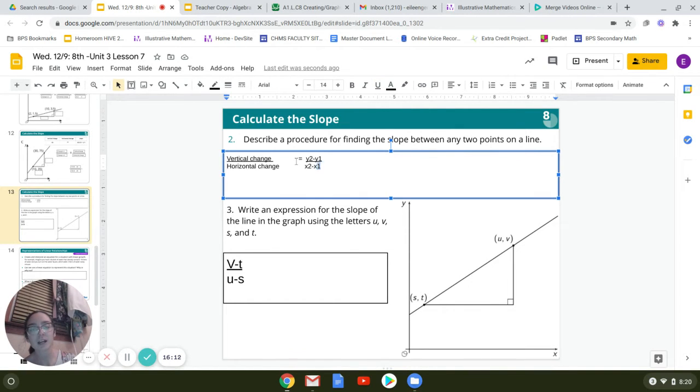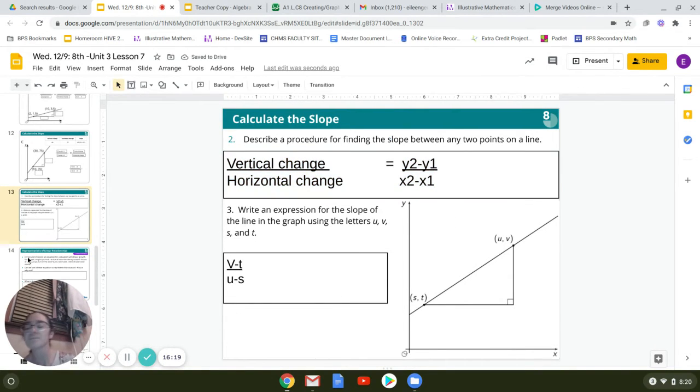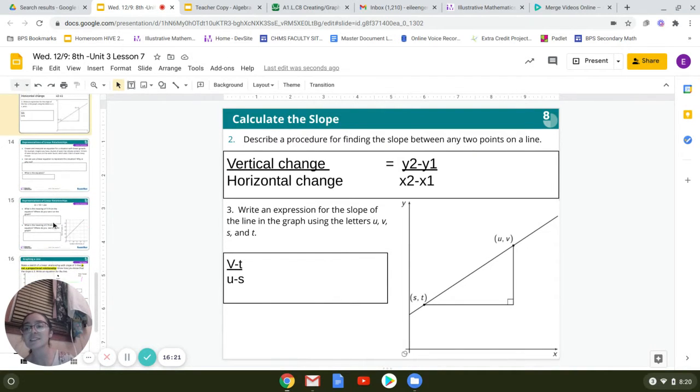I'm going to make this writing a little bit bigger for us because I want to make sure that we can really see it. Okay? So now let's look at this next piece here.